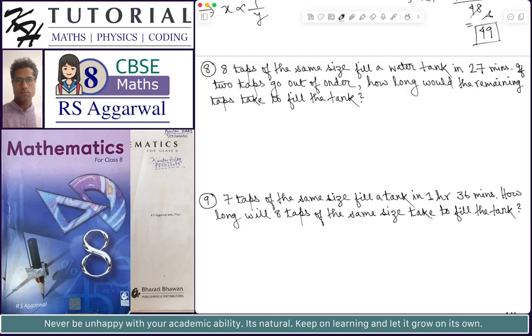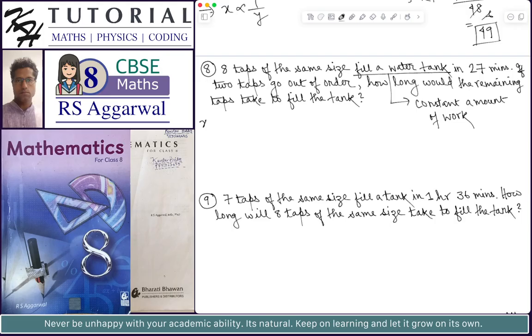time. That is, in this problem, instead of men, we are having a certain number of taps and they are of same size. And what is the constant amount of work? The constant amount of work is to fill a water tank. The tank is same. This is the constant amount of work, that is filling a water tank of a certain volume, which is not changing.